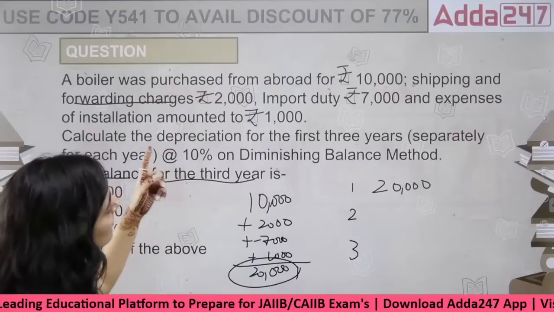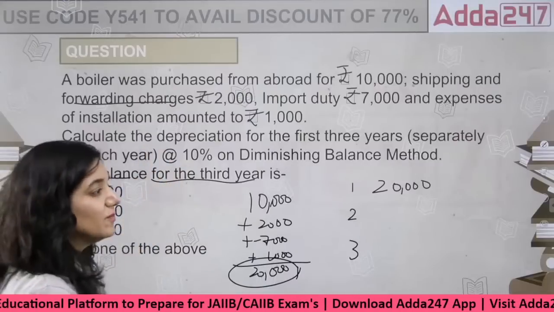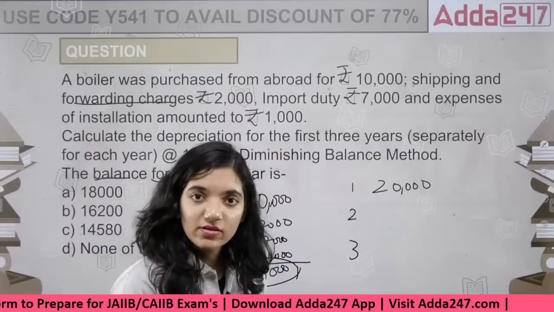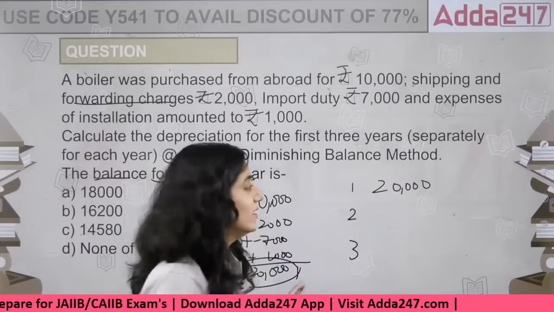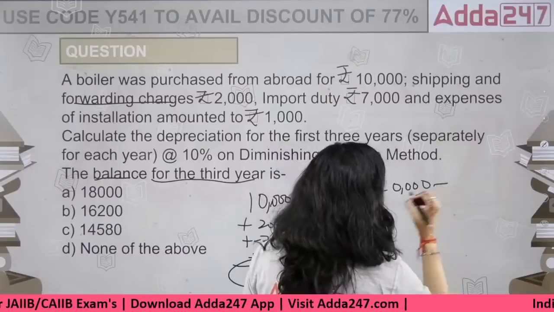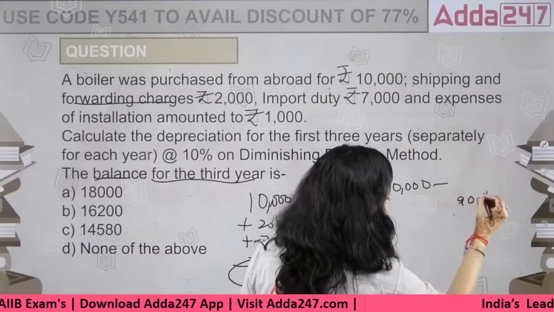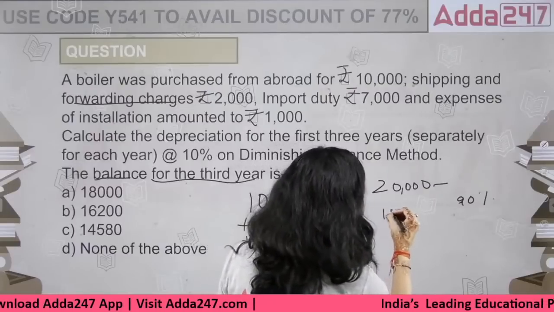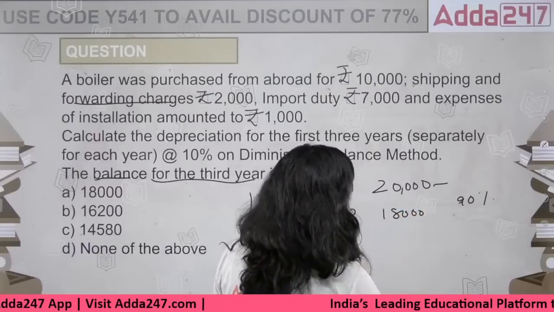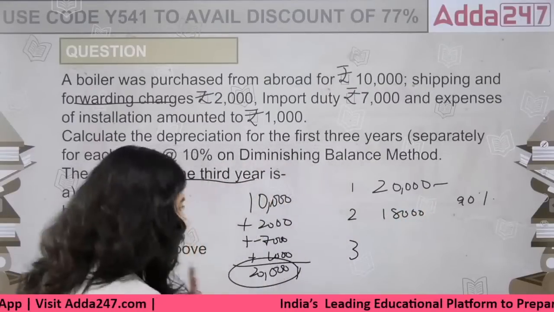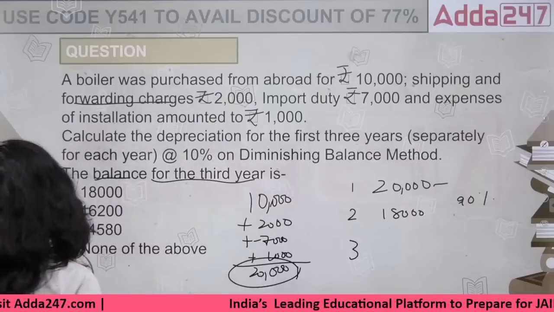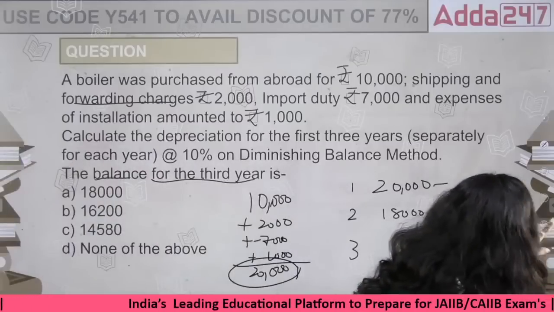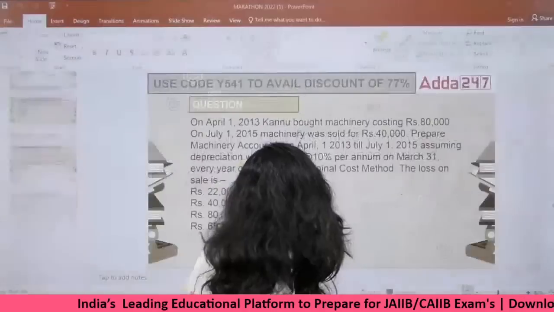What we will do is take 10%. 10% of this machinery is lost every year, correct? That means 10% is gone. We are left with 90% of 20,000, isn't it? It would be 18,000. This is the value for the second year. Let me show it to you on your calculator as well.